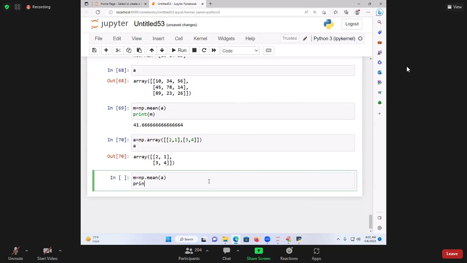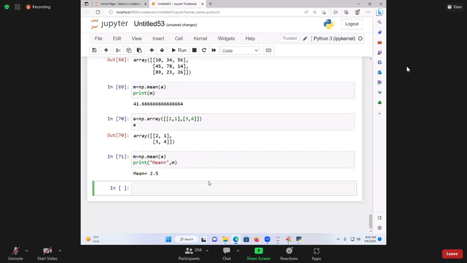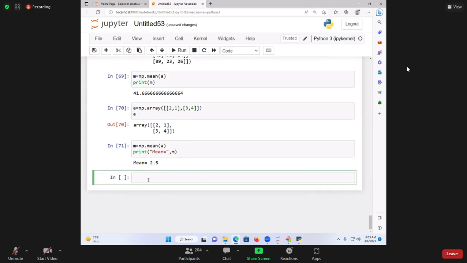Okay. Print off. I will write mean is equal to, comma, M. I will write it. So mean is equal to what? 2.5. Understandable? So simple.